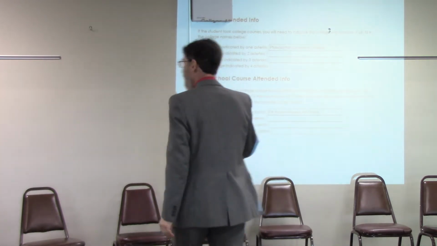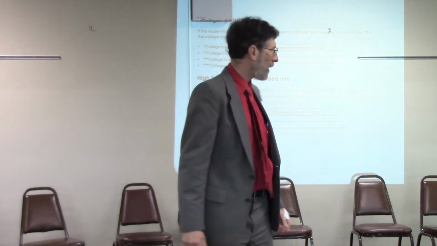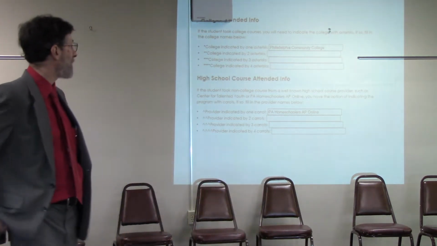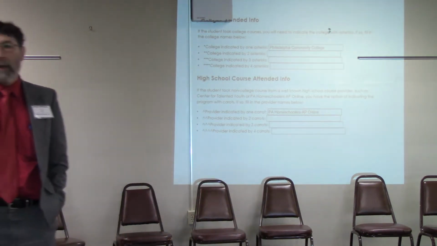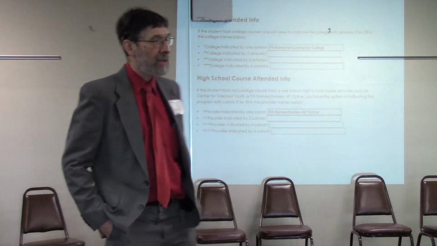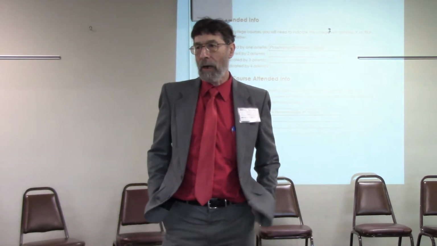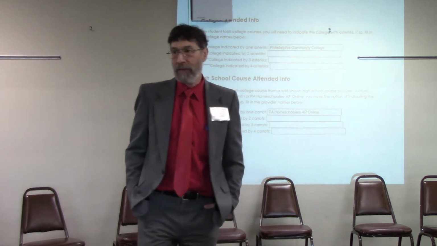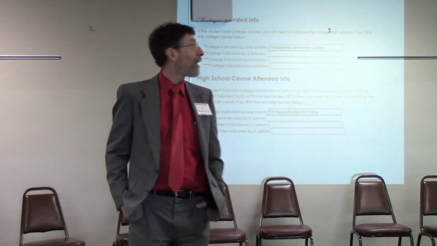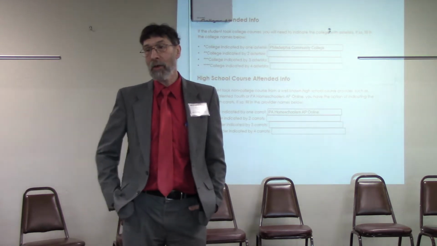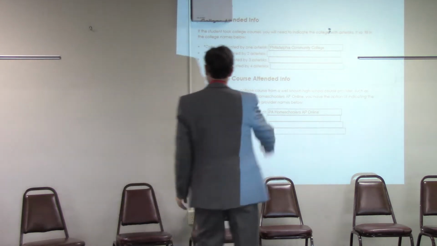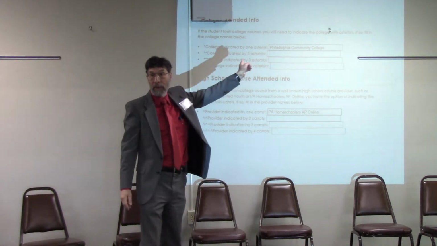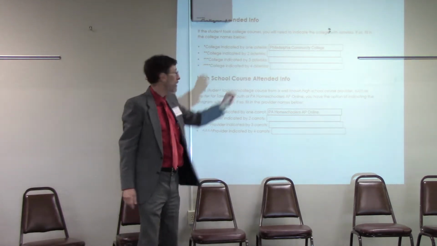Now, this next information is college attended info, and then high school course attended info. Some of your kids that you're evaluating have been taking college courses. This student of supervisor lives in Philadelphia and attended Philadelphia Community College. That's the only college she attended. So after the asterisk, college indicated by one asterisk, I wrote in Philadelphia Community College.